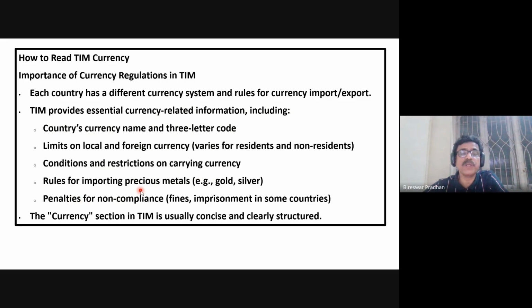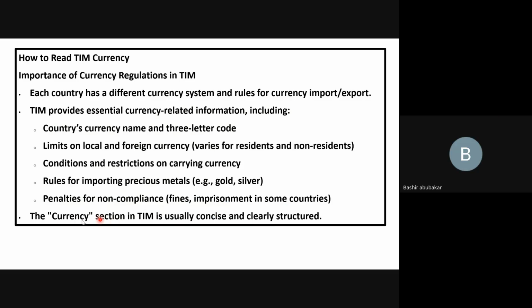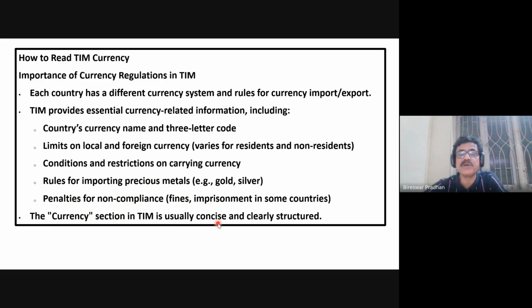Rules for importing precious metals, like gold, silver, etc., and also diamonds. Penalties for non-compliance include fines and imprisonment in some countries. The currency section of TIM is usually concise and clearly structured.